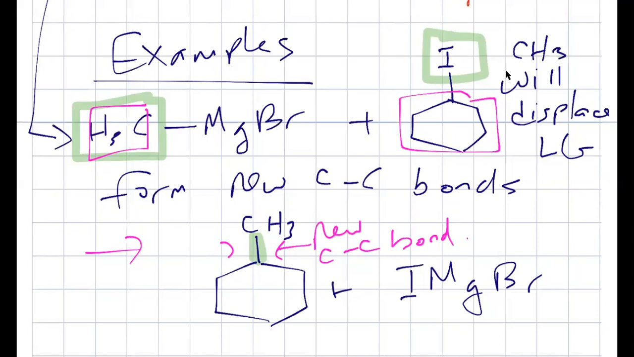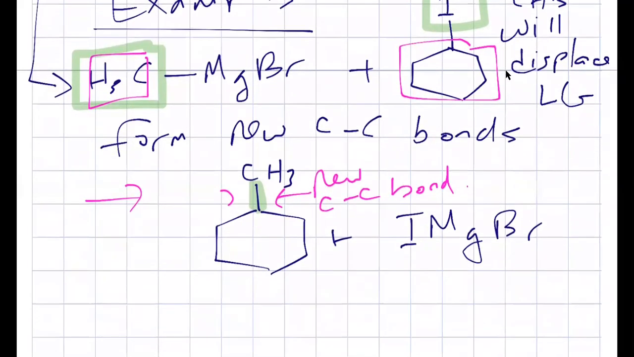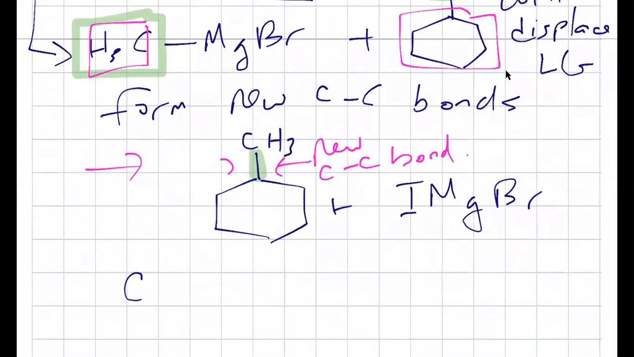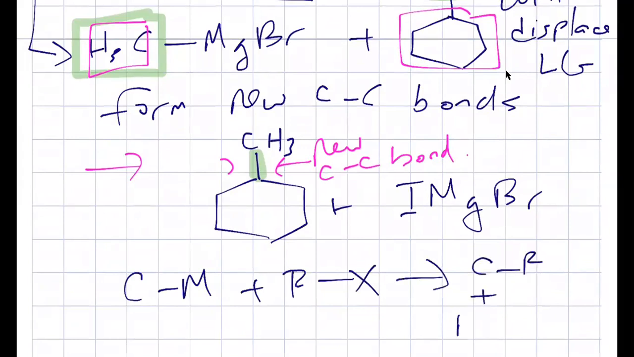The way that I like to teach it is like this, in a very generic sense. I always do R-M plus R-X, and then on the other side, you end up with R-R plus M-X. Because the goal is to couple whatever the organo part is here with the organic part here. So you want those two things to couple.